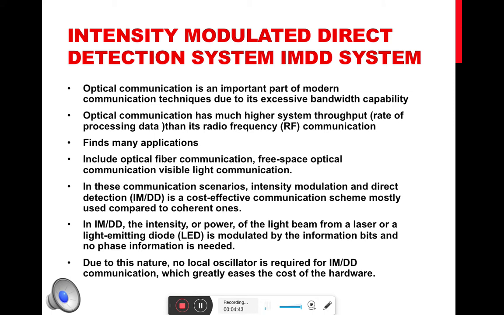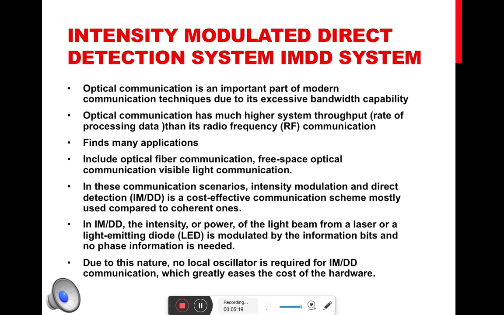Because we have already learned the basics in our analog communication. Every signal has to be modulated so that it reaches the receiver end. So is the case in optics also. In optics also, we need to modulate the signal. The type of modulation used here is intensity modulation, and the type of detection, demodulation, that we use at the receiver end is direct detection. So the system that uses intensity modulation at the transmitter side and direct detection at the receiver side is known as the IMDD system, that is intensity modulated direct detection system.